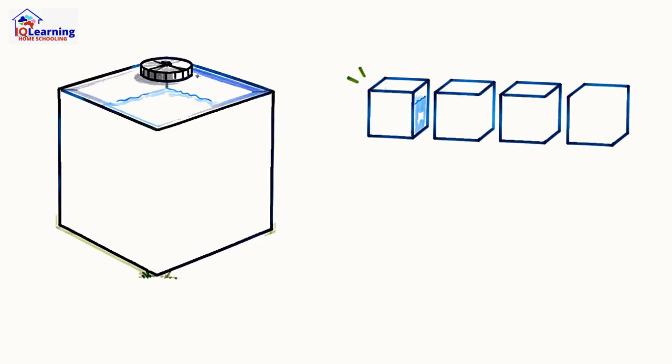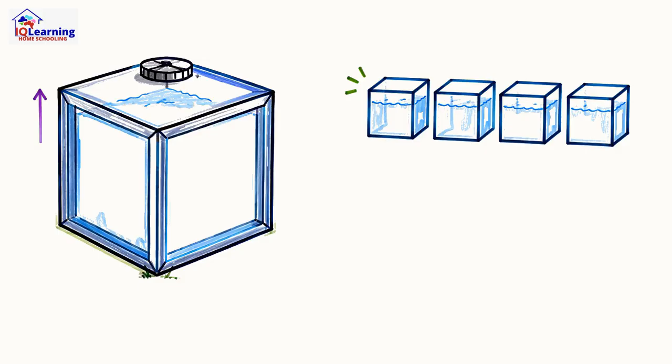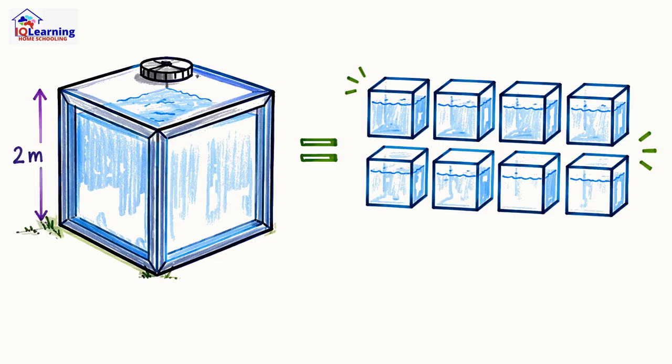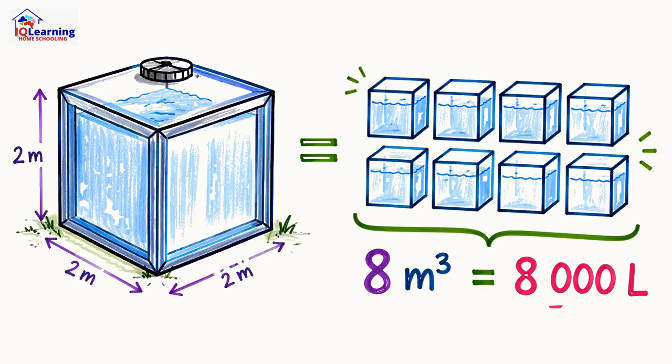So a rainwater tank that's a 2-meter cube has a volume of 8 cubic meters. Using our large-scale bridge, its capacity is exactly 8 kiloliters, or 8,000 liters.